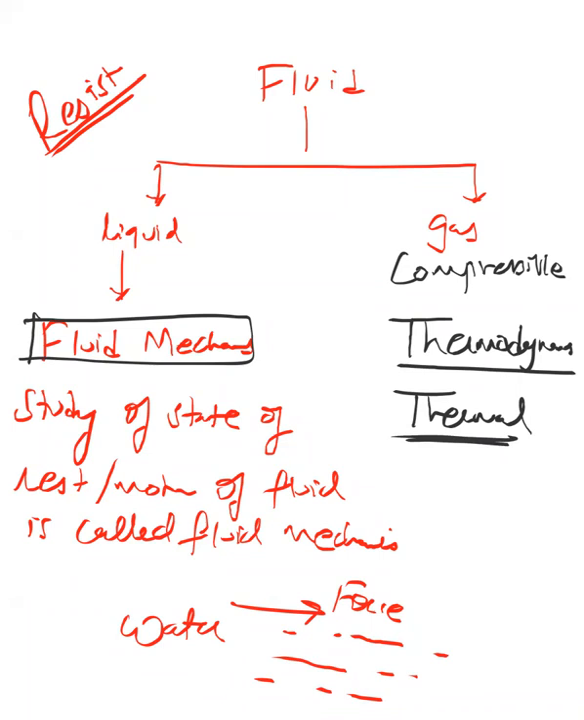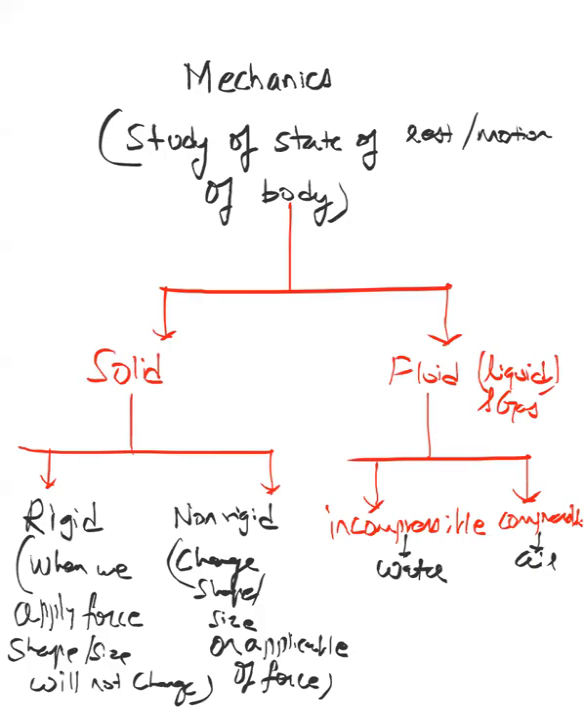Okay, so I will repeat it one more time. What is the broad classification of mechanics? I'll just show you all the slides one more time so you can understand. I told you that mechanics is, I'm repeating it, the study of the state of rest or motion of a body. There are two types of body, solid and fluid. In this world, fluid means liquid or gas.